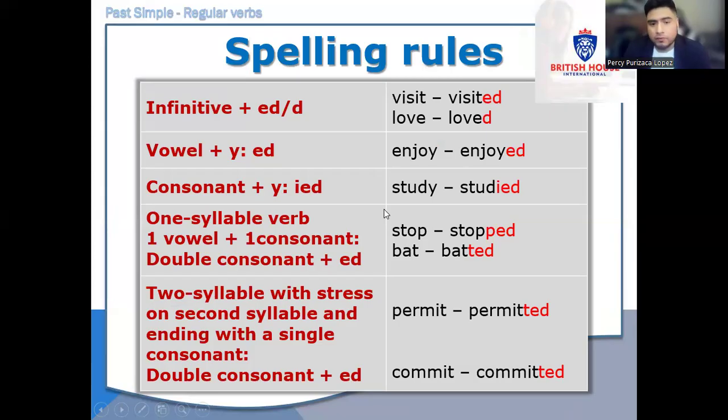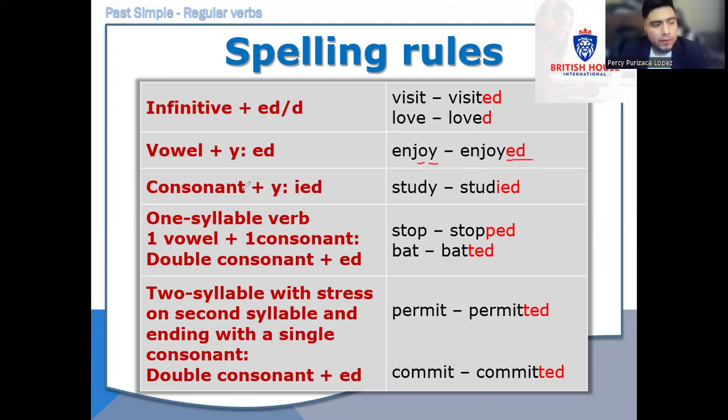And also we have these rules. Those are the spelling rules in order to use the regular verbs in a proper way. Let's get started with the infinitive. For example, it says, if we have a vowel plus y at the end of the verb, you're going to add only ed. For example, in this case, we have enjoy. Enjoy has o, which is a vowel, plus Y, that is a consonant. When you have this situation, you can only add ed at the end of the verb.